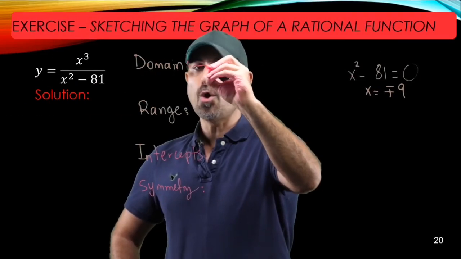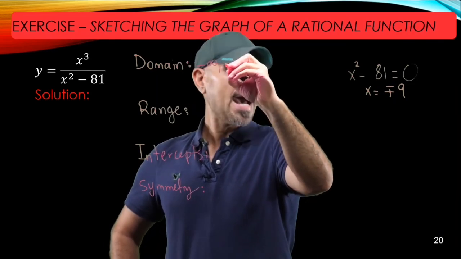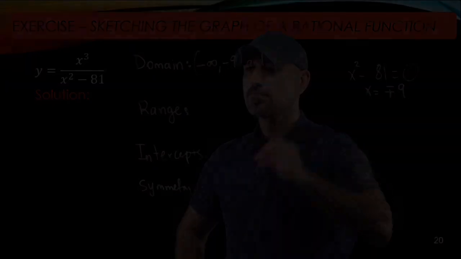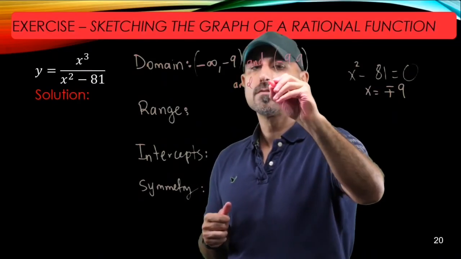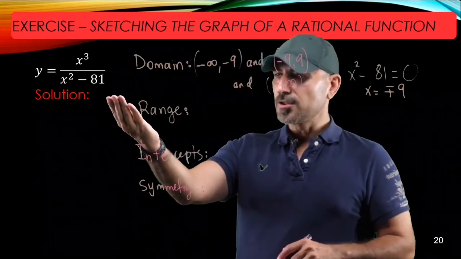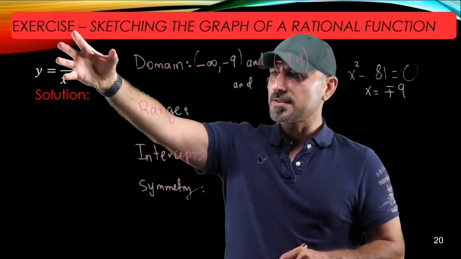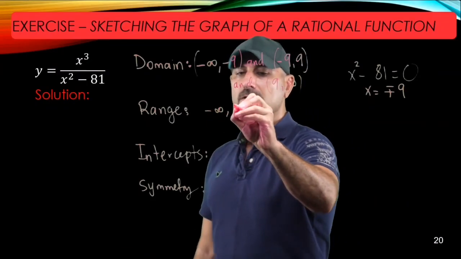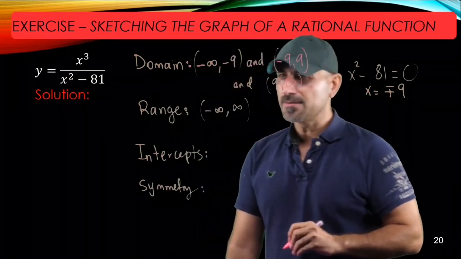The domain is all x's from minus infinity to minus 9, minus 9 to 9, and 9 to infinity. And the range for this function is, in fact, the top is coming with a higher degree than the bottom. So you can achieve anything and everything. So I'm going to write here that the range is minus infinity to infinity.